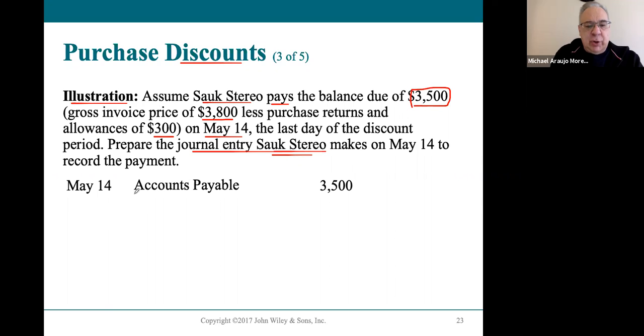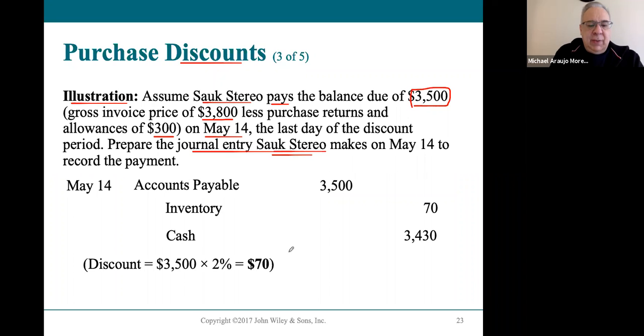Well, Sock Stereo is going to show that their entire payable has been paid. However, the discount, which saves them $70, is going to be credited to inventory to show that their inventory costs less. So for the buyer, when they pay for shipping, that means their inventory costs more. When they take a discount, that means their inventory costs less. So like I was saying earlier, everything's going to revolve around the inventory account here for all of that. So again, it cost them less money to buy it, which is great.